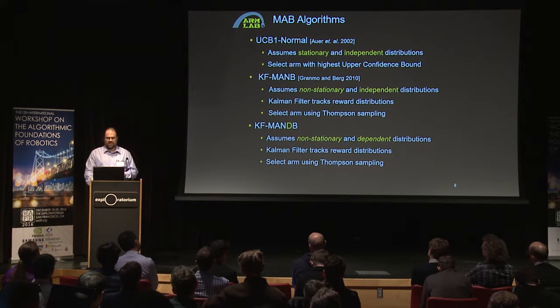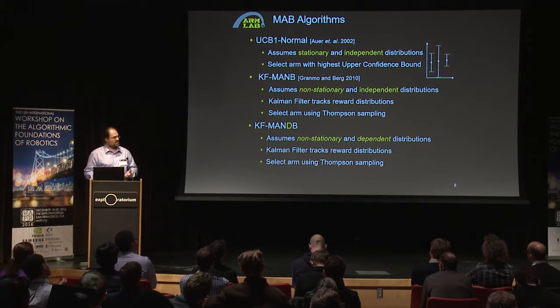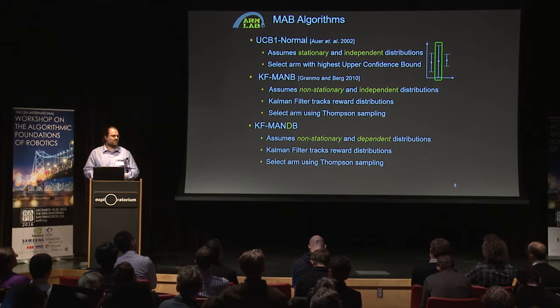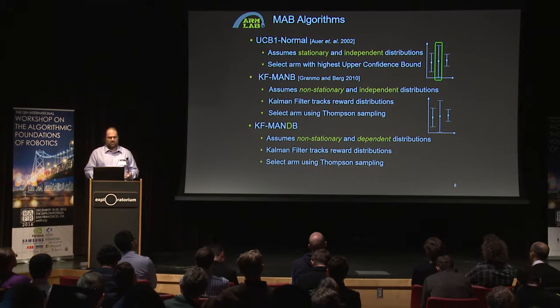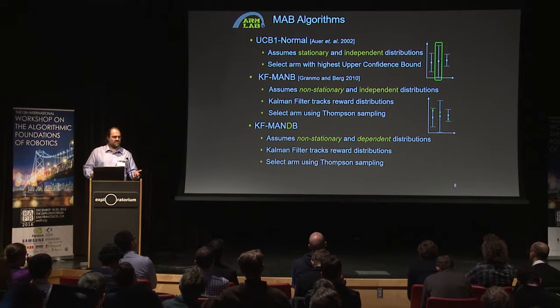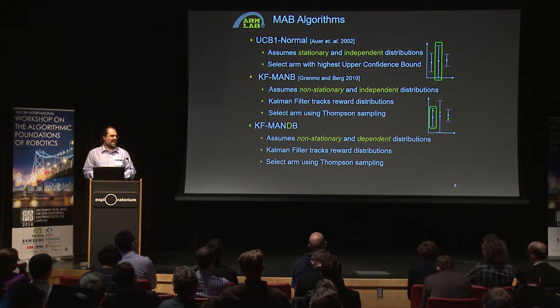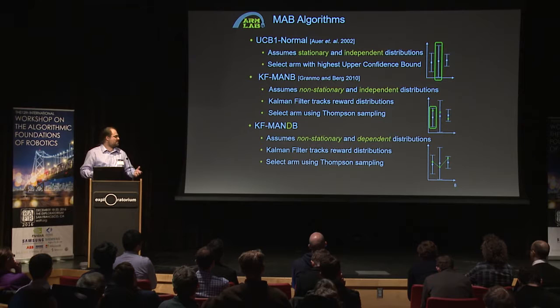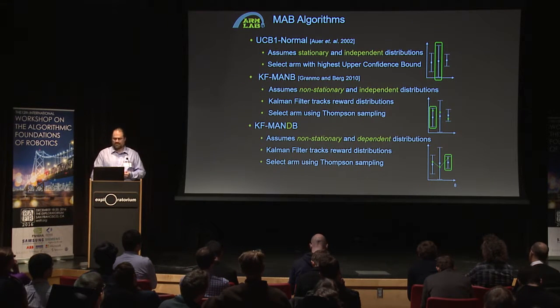So the way these algorithms work, for UCB1 normal, we assume we have some distribution, some estimate of the mean utility, and we're going to pick the one that has the highest upper confidence. So which one do we think could possibly perform the best? For KF-man-B, we do a similar approach where we have some estimate. We're going to use Thompson sampling to sample from the distribution, and then pick the model that has the highest sample at that time step. And for KF-man-DB, we're going to do the same thing, except we're going to draw a joint sample from the joint distribution, and once again, pick the one that has the highest reward.